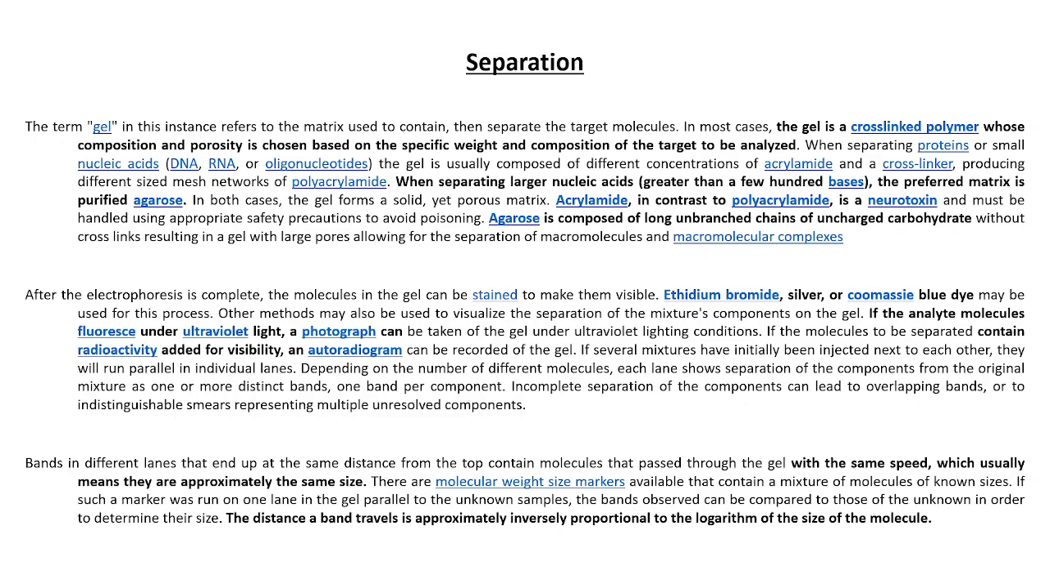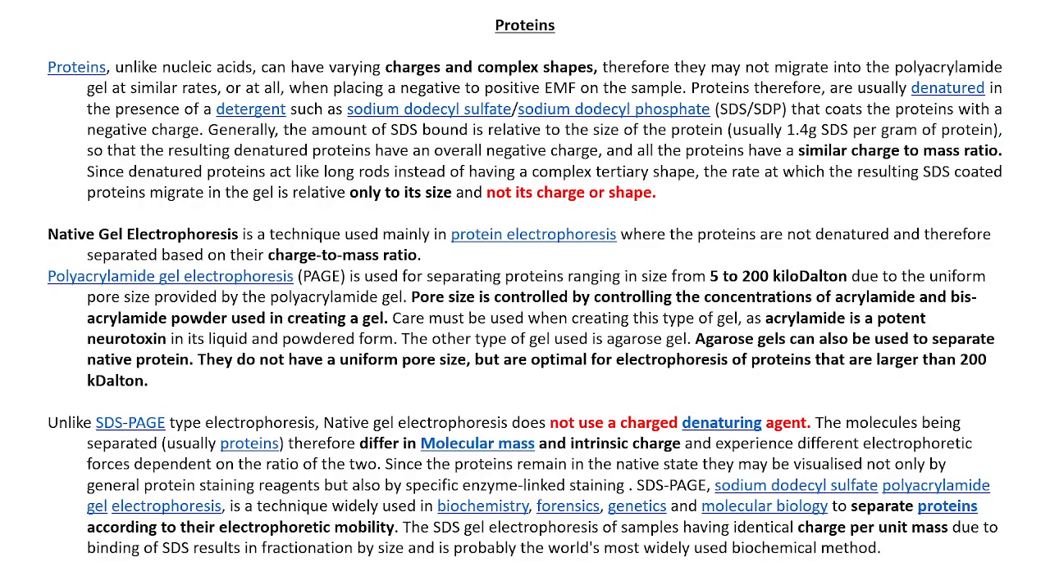If the analyte molecules fluoresce under UV light, a photograph can be taken under UV lighting. If the molecules contain radioactivity added for visualization, an autoradiogram can also be used. What we need to observe is at which range your protein is being observed, and the molecular weight marker that has been run on either of the lanes can be used to understand the size of the protein. The distance a band travels is approximately inversely proportional to the logarithm of the size of the molecule, and from there, with a thorough calculation, you can find out the actual size of that particular protein.